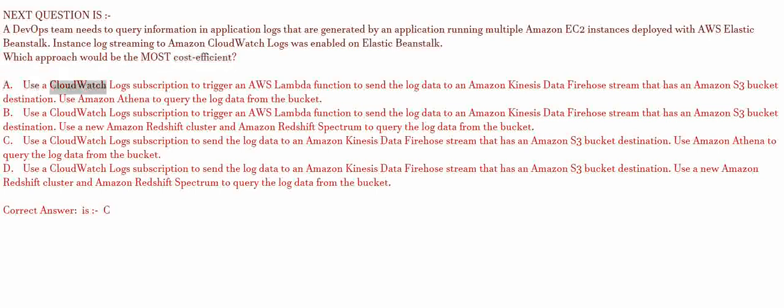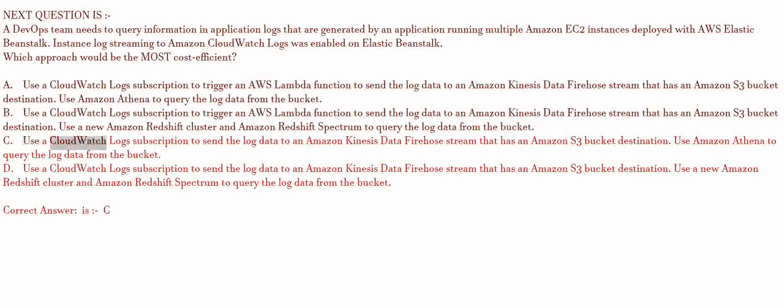A. Use a CloudWatch Logs subscription to trigger an AWS Lambda function to send the log data to an Amazon Kinesis Data Firehose stream that has an Amazon S3 bucket destination. Use Amazon Athena to query the log data from the bucket. B. Use a CloudWatch Logs subscription to trigger an AWS Lambda function to send the log data to an Amazon Kinesis Data Firehose stream that has an Amazon S3 bucket destination. Use a new Amazon Redshift cluster and Amazon Redshift Spectrum to query the log data from the bucket.